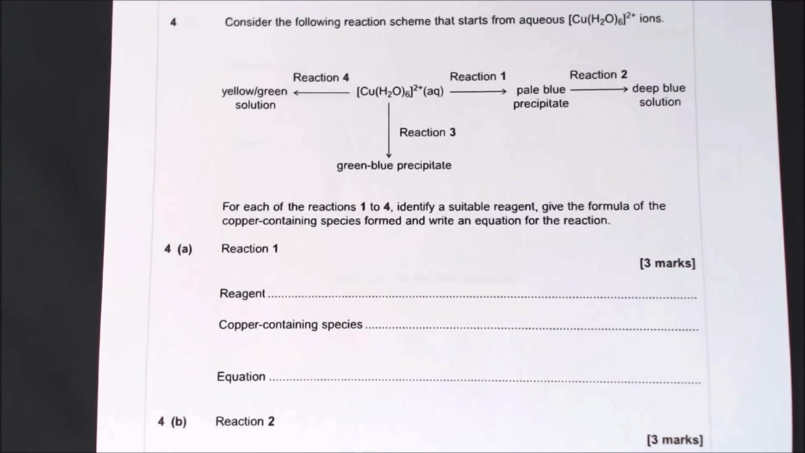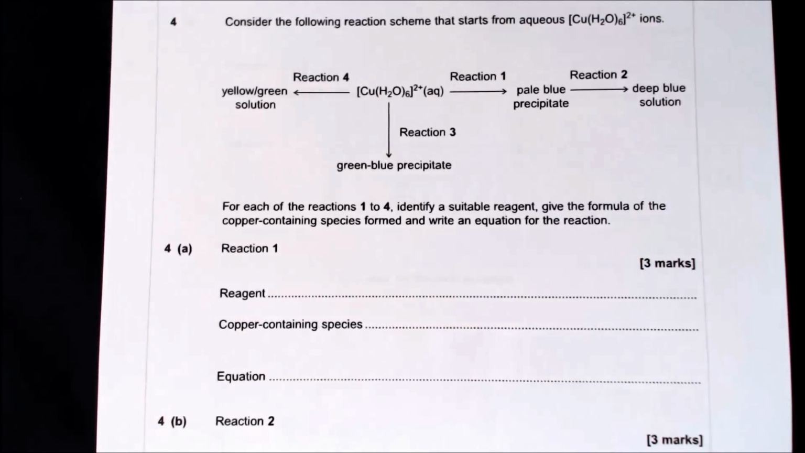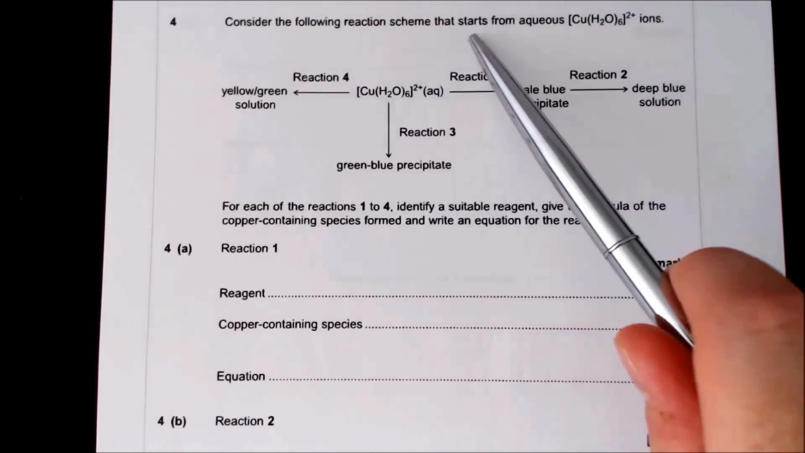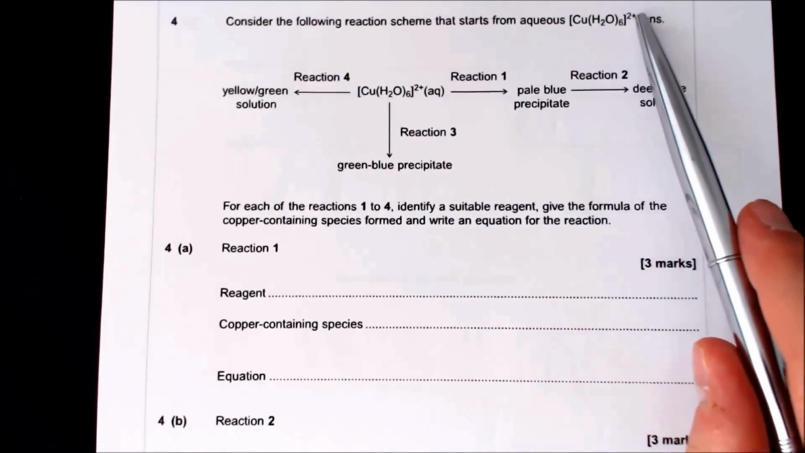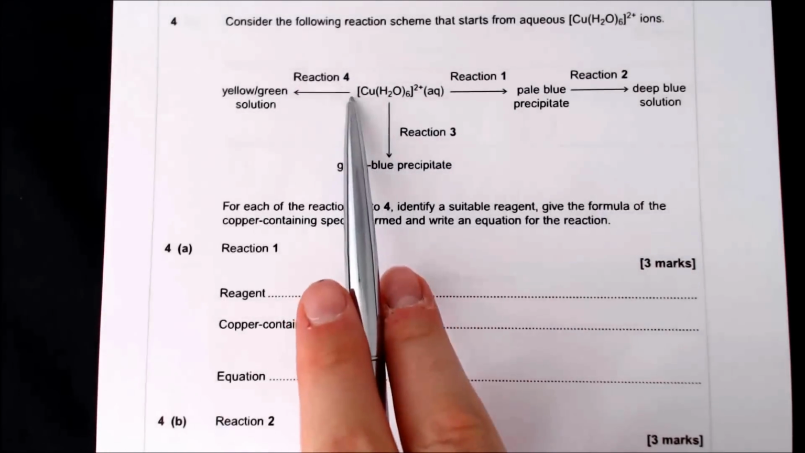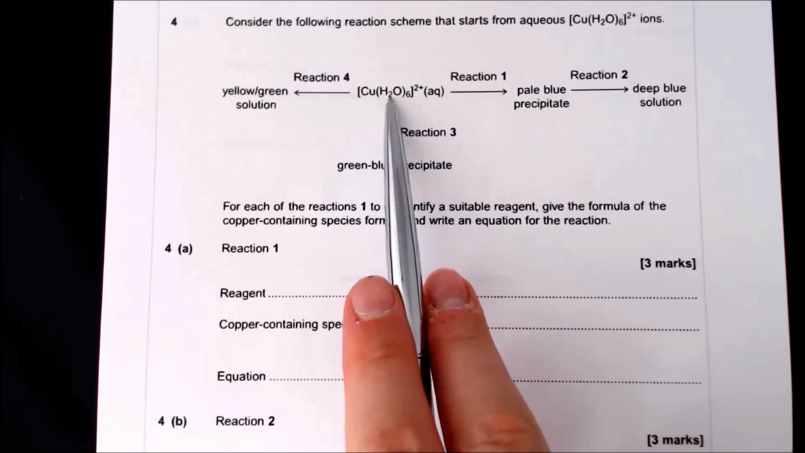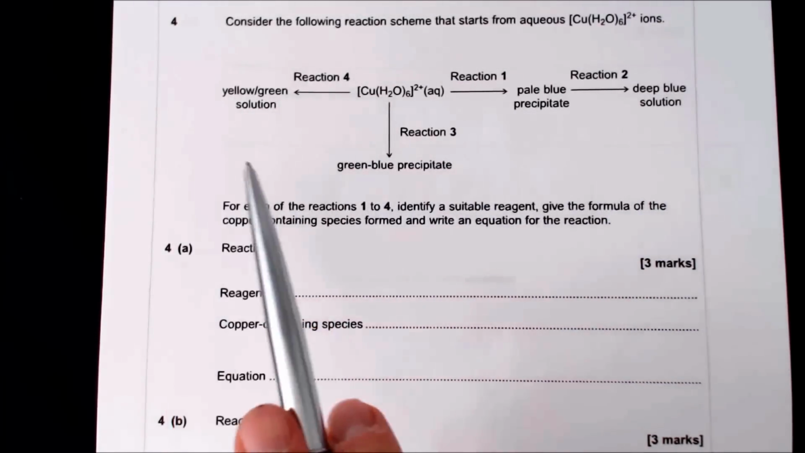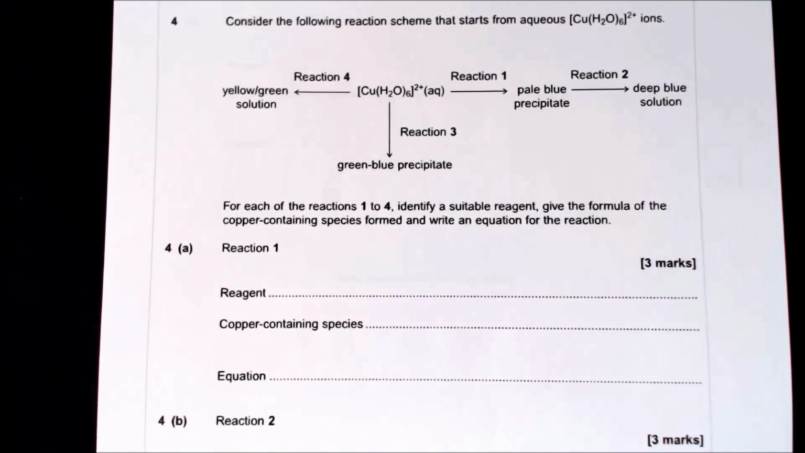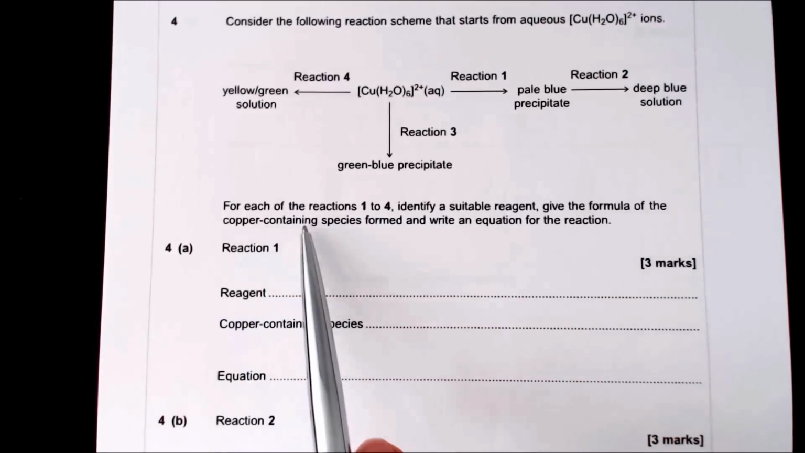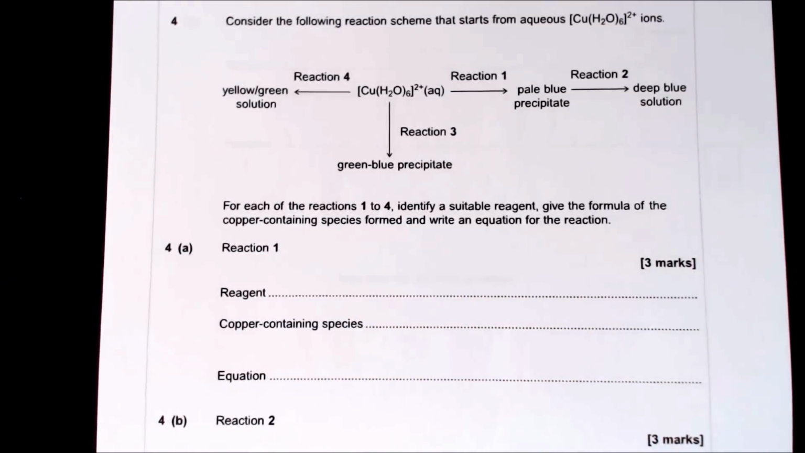Okay, so this is question 4, and this is to do with transition metal complexes, aqueous ions. So it says, consider the following reaction scheme that starts from aqueous [Cu(H2O)6]2+ ions. So these are blue, your copper hexaaqua complex. Okay, and they've given us different reactions coming from our copper hexaaqua complex, which is this one here. And they've got reaction 1, reaction 2, reaction 3, and reaction 4. Now, they've given us the colours, but no formulas. Okay, says for each of the reactions 1 to 4, identify a suitable reagent, give the formula of the copper-containing species formed, and write an equation for the reaction.